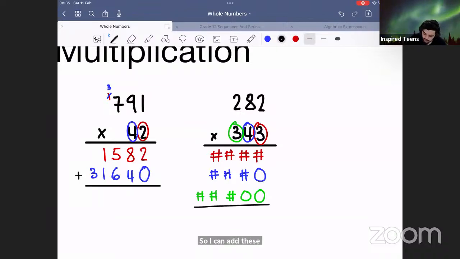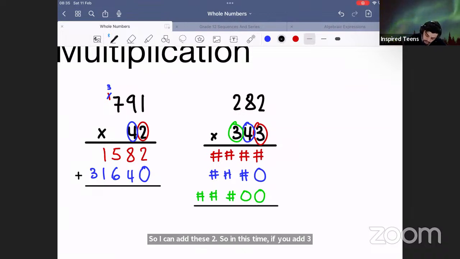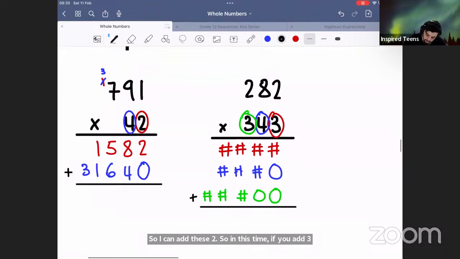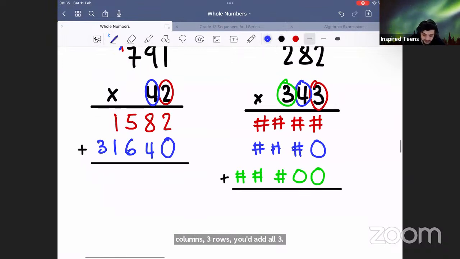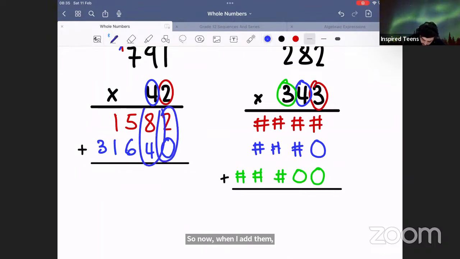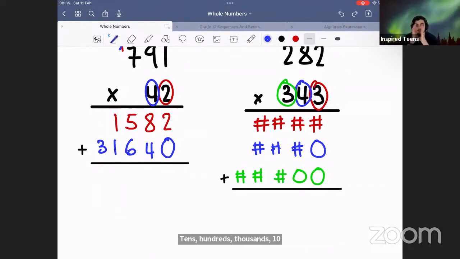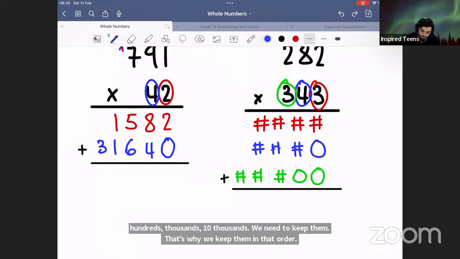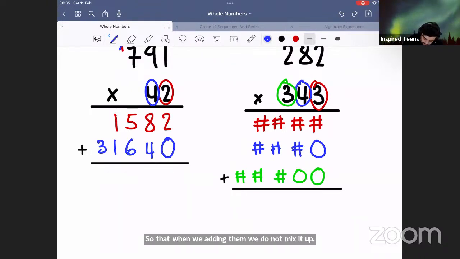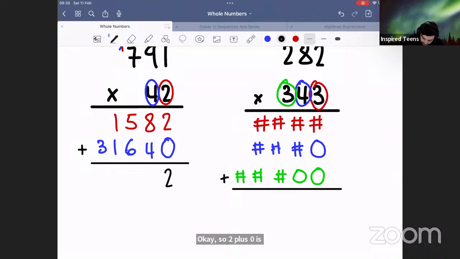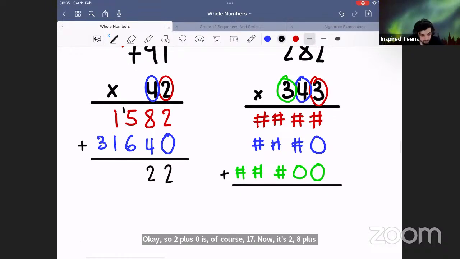So in this case, if you had 3 rows, you'd add all 3. So now when I add them, remember we did addition. So units, tens, hundreds, thousands, 10,000s. We need to keep them. That's why we keep them in that order, so that when we're adding them, we do not mix it up. Okay. So 2 plus 0 is 2. 8 plus 4 is 12. I write down the 2. I carry the 1.